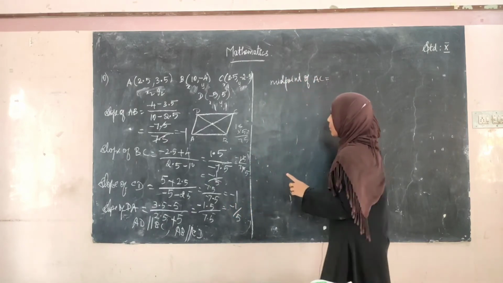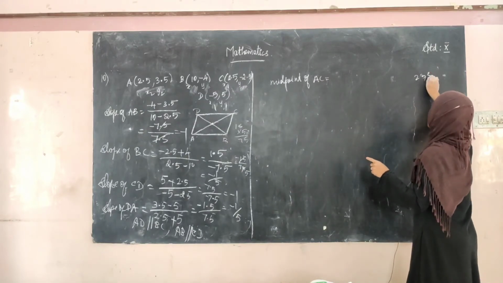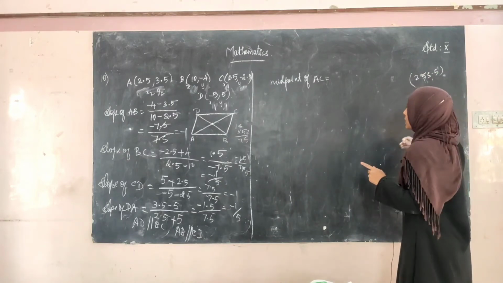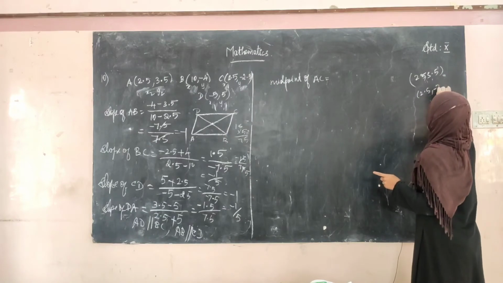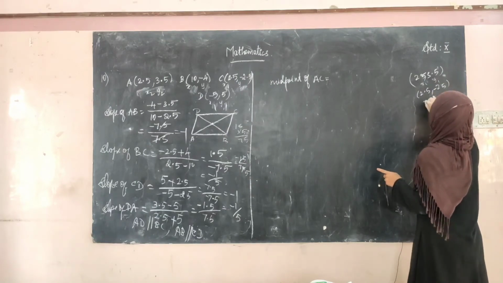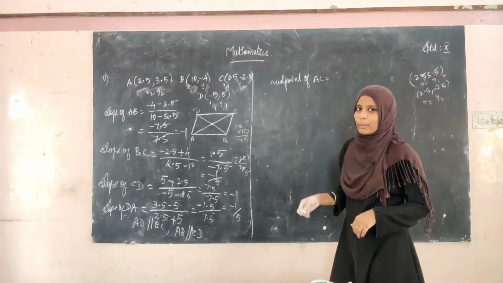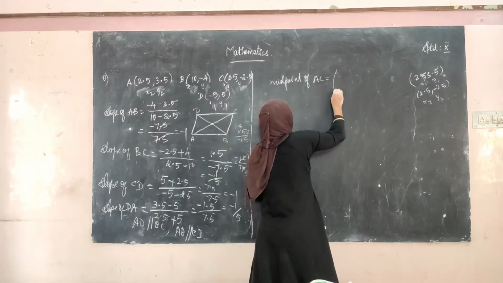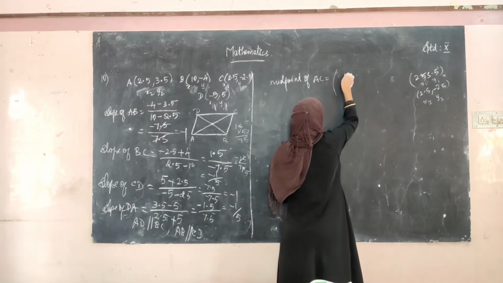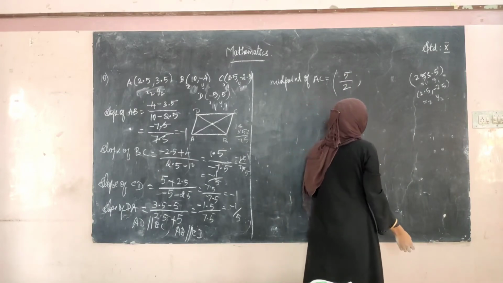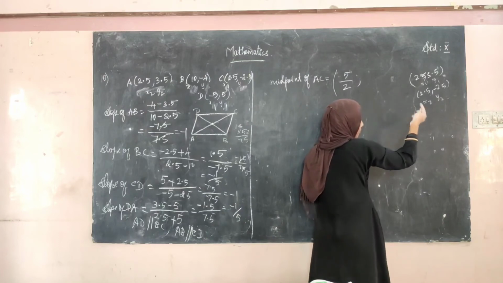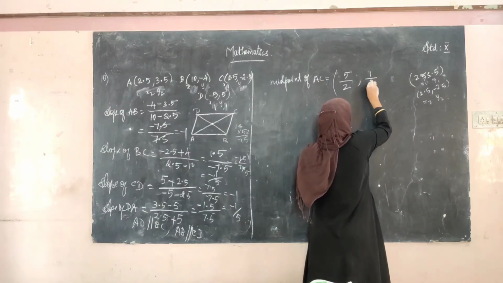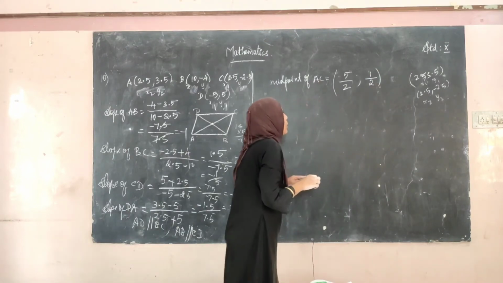AC. Okay, so what is the point A? A is 2.5 comma 3.5. Right, A. What is C? C is 2.5 comma minus 2.5. So this is x1, y1, x2, y2. What is the formula for finding the midpoint? x1 plus x2 divided by 2 comma y1 plus y2 divided by 2. What is x1 plus x2? 2.5 plus 2.5 is 5 divided by 2 comma y1 plus y2. y1 is 3.5, plus of minus becomes minus, so 3.5 minus 2.5 is 1, 1 divided by 2. So this is the midpoint of AC.